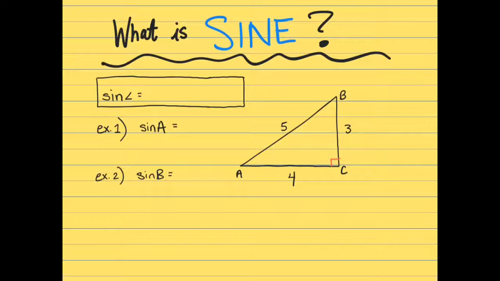Hey guys, let's talk about what sine is. Sine is a ratio. It's a ratio that compares two lengths of a right triangle. Specifically, the sine ratio compares the opposite side of an angle to the hypotenuse of the triangle.